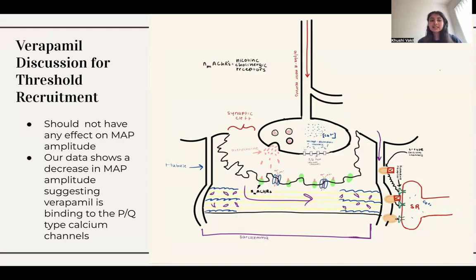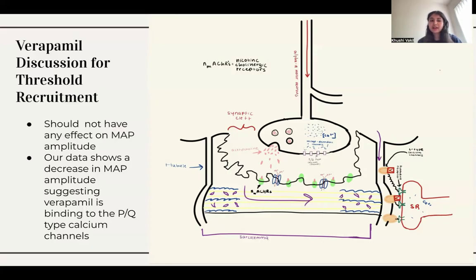Our data shows a slight increase in the CAP amplitude upon the addition of verapamil. Since verapamil was added onto the frog gastrocnemius muscle and not the frog sciatic nerve, no changes in the amplitude should be observed for the CAP. The slight increase in CAP could be just due to the frog sciatic nerve having better contact with the recording electrodes for the trial when verapamil was added.